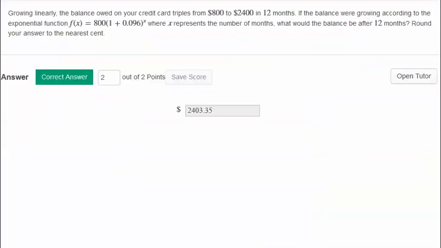Pause, take a moment to read the question, and then what protocol would you follow? Well, it's just a matter of writing this out, 800 times. Now we can join the 1 and this decimal fraction.